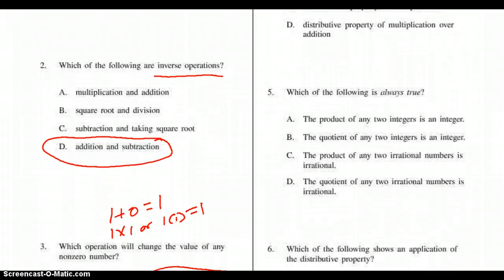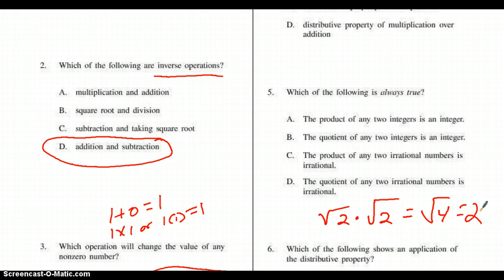Number 5. Which of the following is always true? It's pretty straightforward. It says the quotient of any two irrational numbers is irrational. The product of any two irrational numbers is irrational. So I guess you're saying that I can take the square root of 2 times the square root of 2, and that's going to give me the square root of 4, which is equal to 2. That makes no sense. And the quotient of two irrational numbers is irrational. Same concept. If I take the square root of 2 and divide by the square root of 2, I'm going to get 1.